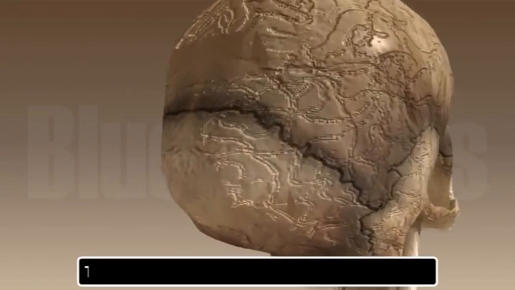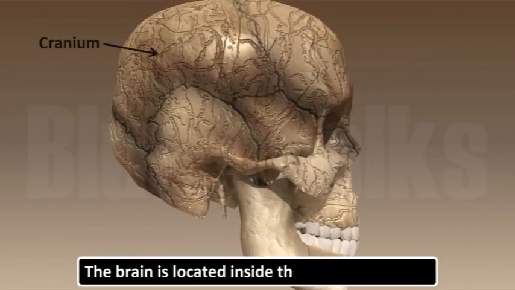Now, let's study the structure of brain first. The brain is located inside the skull of the body. It is protected by a bony box in the skull called cranium. The brain is protected inside the cranium as it is a soft part of the body. It controls the functioning of almost all organs in the body.